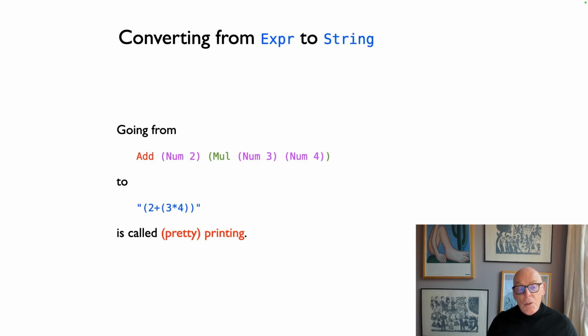On the other hand, what's called pretty printing, or just printing, is going from this structured object, this add of num 2 and multiplication of 3 and 4, to the string: parenthesis 2 plus parenthesis 3 times, etc. And that's called pretty printing. So we talked about various things we might do on expressions like evaluation, simplification and compiling. We can add 2 more things to that of converting expressions to and from strings. So we're building up a repertoire of things that we might want to do with expressions.